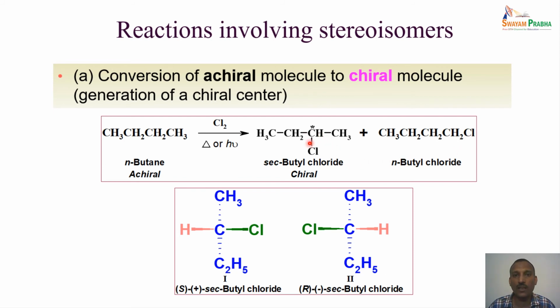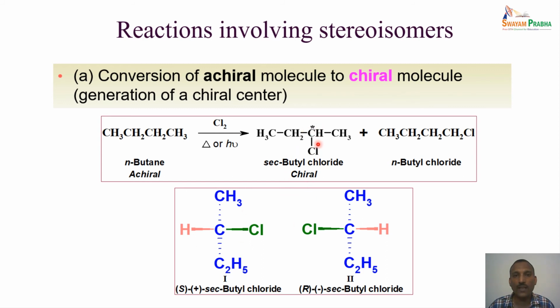But on the other hand, if the chlorination happens at the internal carbon, that is the last but one carbon, we have four different groups attached to this particular carbon. One is a methyl group, another one is a chlorine, another one is an ethyl group, and the fourth one is a hydrogen atom. So this internal carbon now becomes a chiral center.